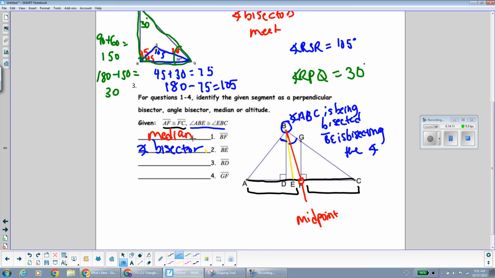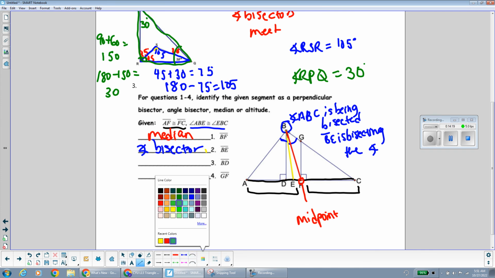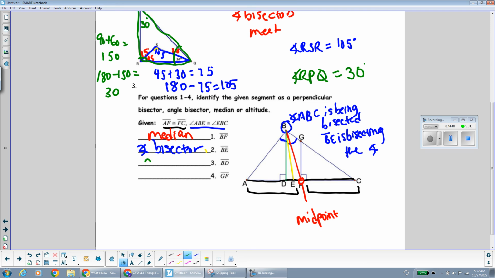BD. Let me get my line so I can draw this in nicely. So from B to D, it doesn't go to a midpoint, but I see that where BD meets the side of the triangle, it makes a right angle. It's a perpendicular line. Remember, altitudes are perpendicular lines that pass through the opposite vertex, and this perpendicular line does pass through the opposite vertex. So let me write that down. This is an altitude.